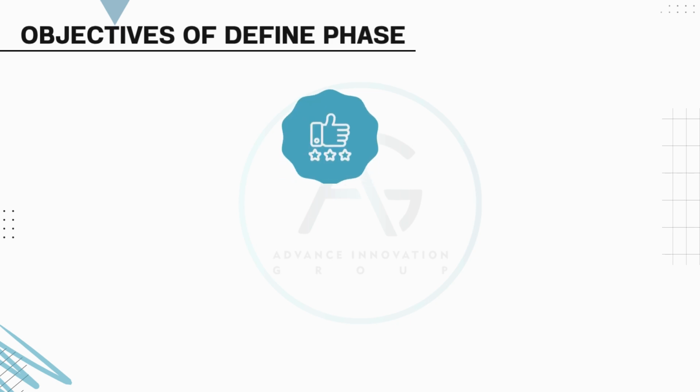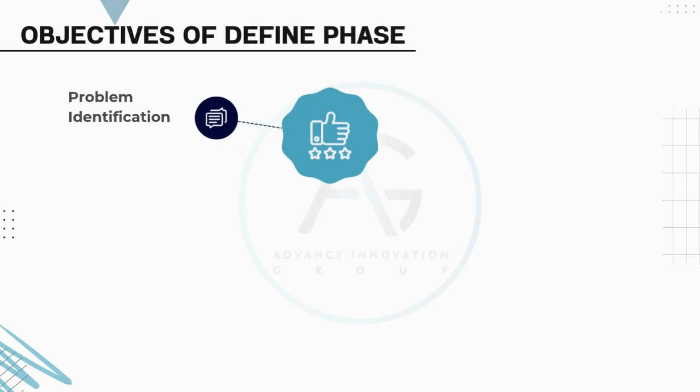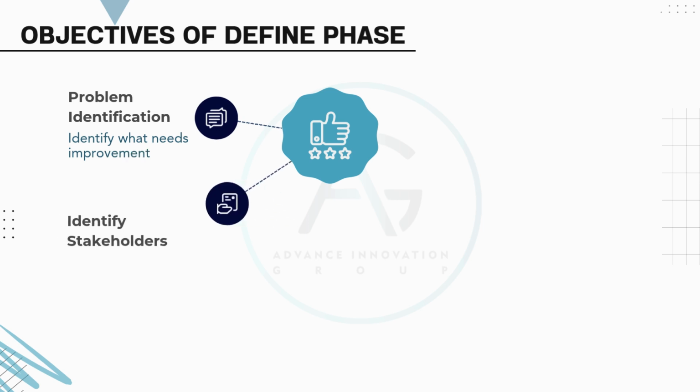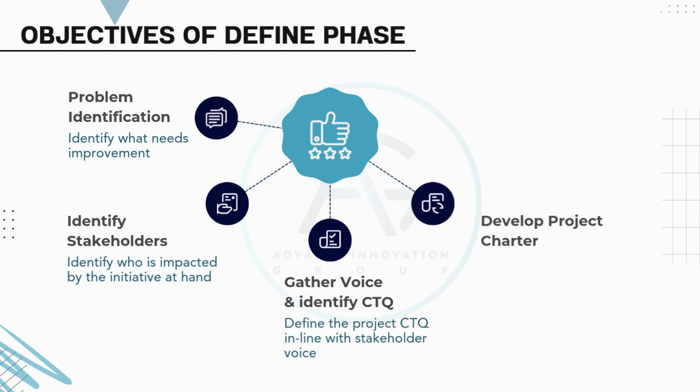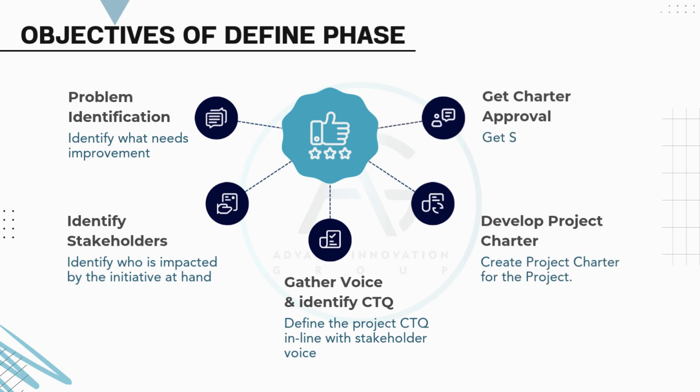Objectives of define phase. Problem identification: identify what needs improvement. Identify stakeholders: identify who is impacted by the initiative at hand. Gather voice and identify CTQ: define the project CTQ in line with stakeholder voice. Develop project charter: create the project charter for the project. Get charter approval: get sponsor approval for the project charter.